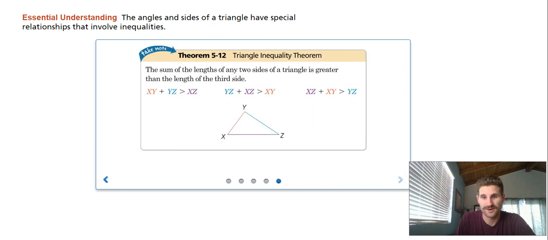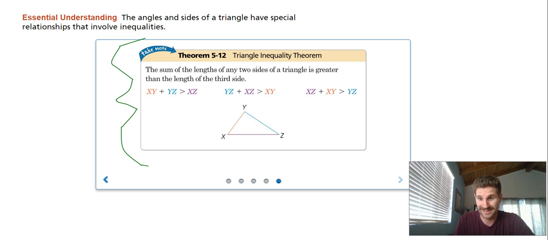Alright, here's our last one. This one is huge. This one is a giant one. It's called our triangle inequality theorem. This one's great. Again, we're writing it down. The sum of the lengths of any two sides of a triangle is greater than the length of the third. The easiest way to think of this: if this isn't true, then it's not a triangle. So this will always hold true for every single triangle. If not, then we're kind of in trouble.